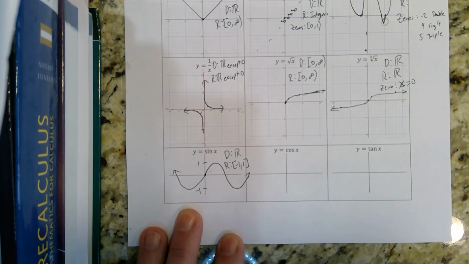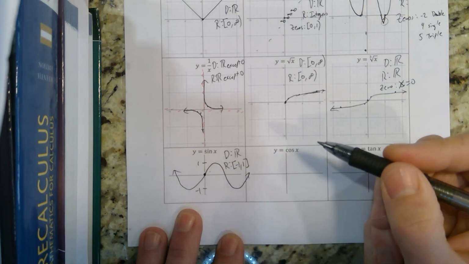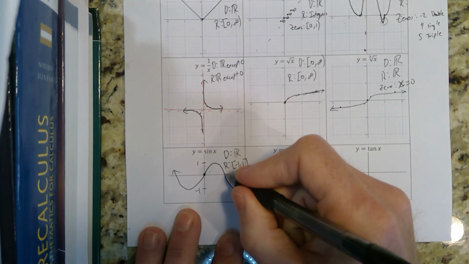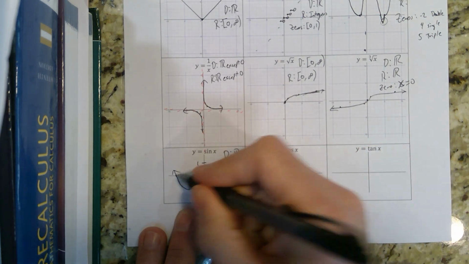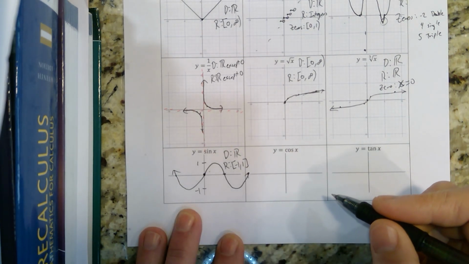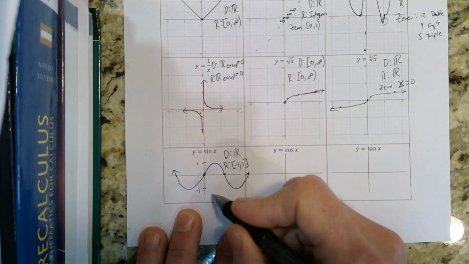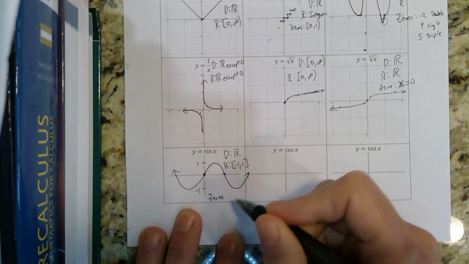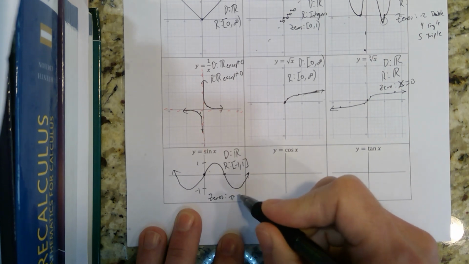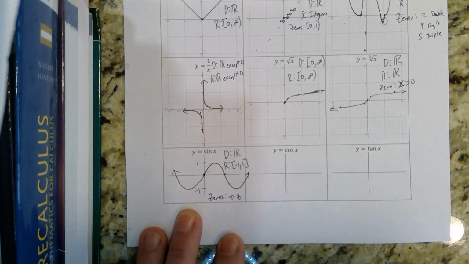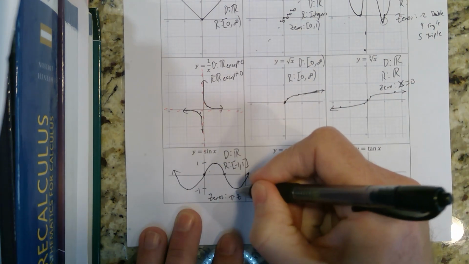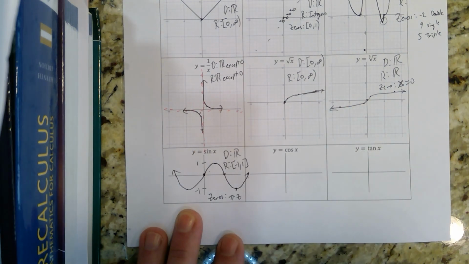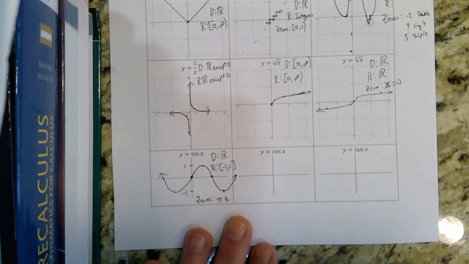Zeros. We got lots of them, right? We've got a 0 right there at the origin. Our next 0 would occur right there at pi, and then we'd have another one at 2 pi, negative pi, and so on and so forth. So our zeros are pi n, or pi z. I like z for integer, where z is an integer. And no asymptotes. And of course, plenty of max and mins.